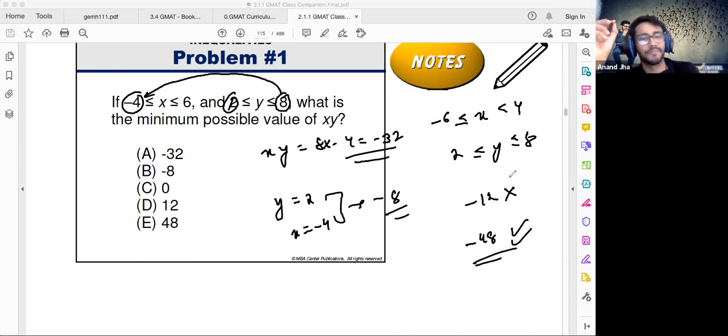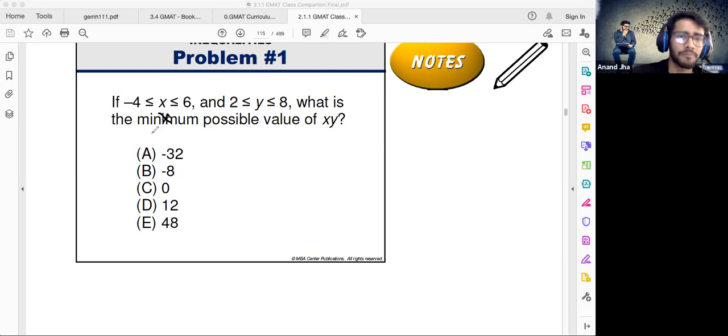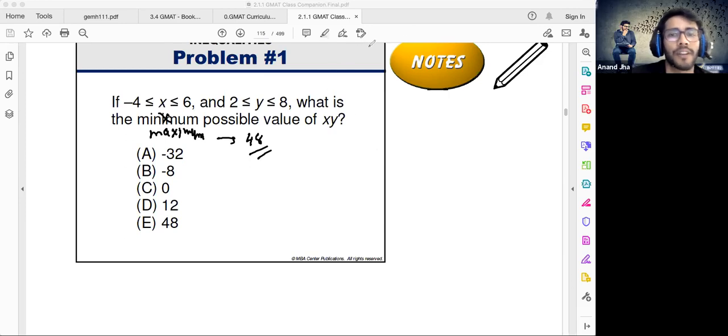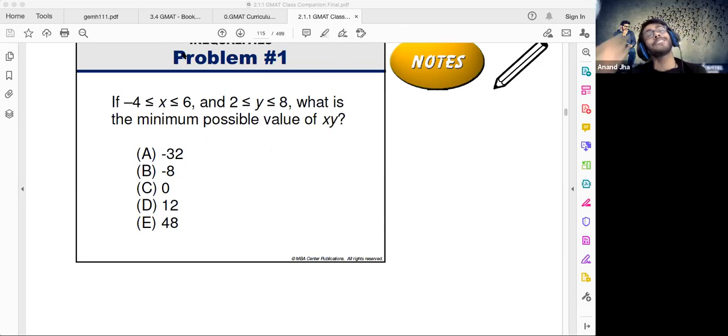Okay. And what is the maximum value? Let's discuss both. What is the maximum value for this? I cut the minimum. Tell me the maximum. Maximum, of course, 48. Any doubt? No. Maximum is pretty obvious. Just check both the maximum values for both. But they won't ask you the maximum. Always they'll ask you the minimum.